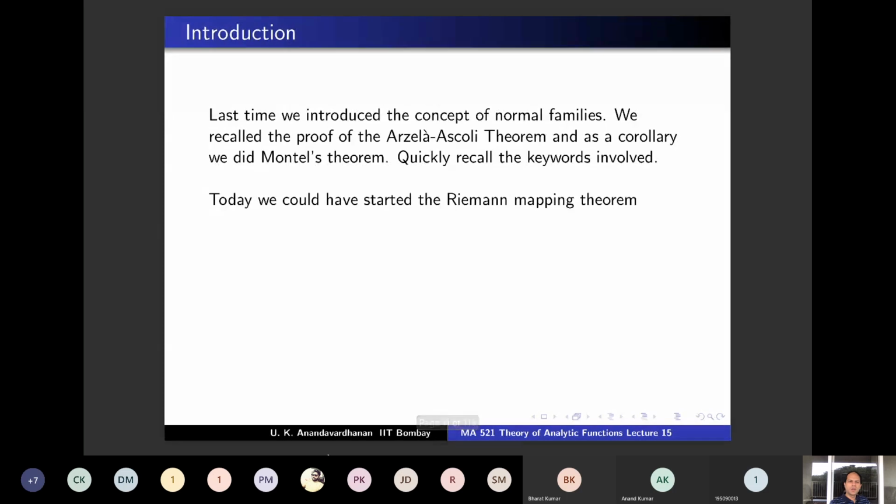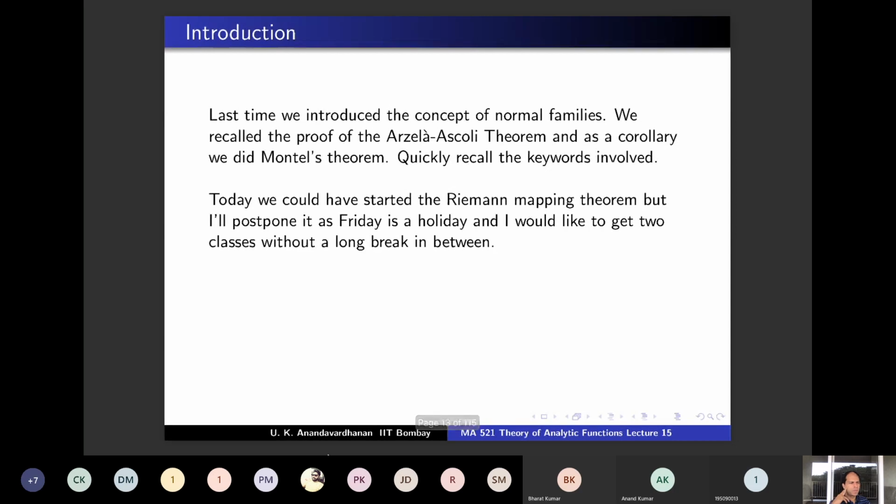Today, we could have started the proof of the Riemann mapping theorem, with normal families and Montel's theorem and all we did in order to prove it. But I will postpone it to the next class because I am not sure I will finish it in one day and I don't want a long gap. So Friday is a holiday, so let's start after that.